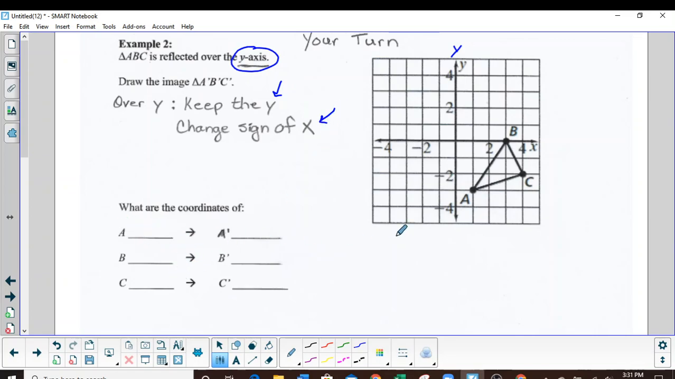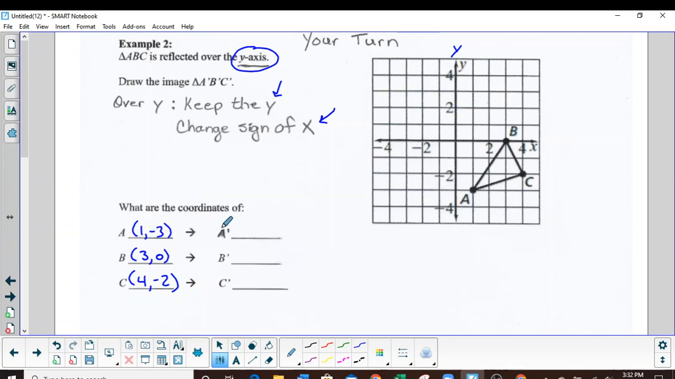Okay? Let's write down the original ordered pairs first, what we got here. A is sitting at 1, -3. B is sitting at 3, 0. And C is sitting at 4, -2. Now, let's go find out what we've got here. Remember, we're going to keep the y, change the sign of the x, okay? Or you could say change the sign of the x first since it's first.